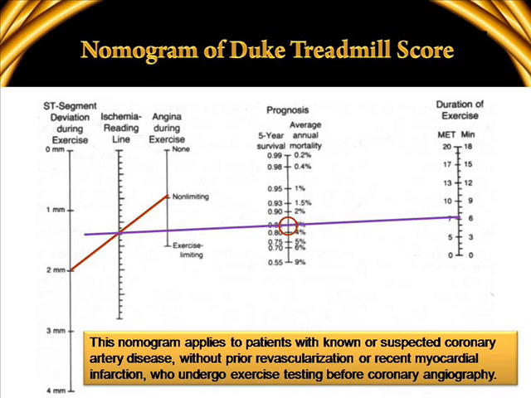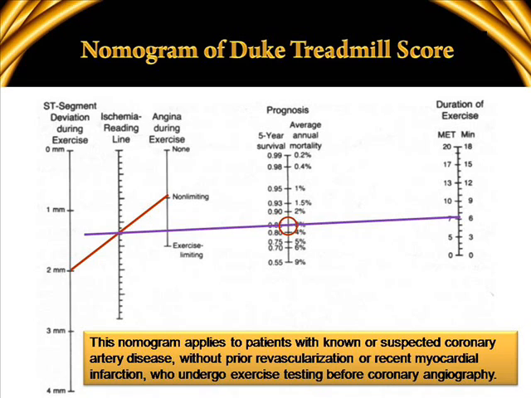Now, step 2 is the line that we have drawn earlier has intersected the ischemia reading line at a particular point. And this patient, let's say, has done 7 METs of exercise or 6 minutes of exercise. So, that 7 METs point on the duration of exercise line and the intersected point on the ischemia reading line are connected by a straight line. Now, step 3 is to read the prognosis in terms of probability of 5-year survival and average annual mortality.